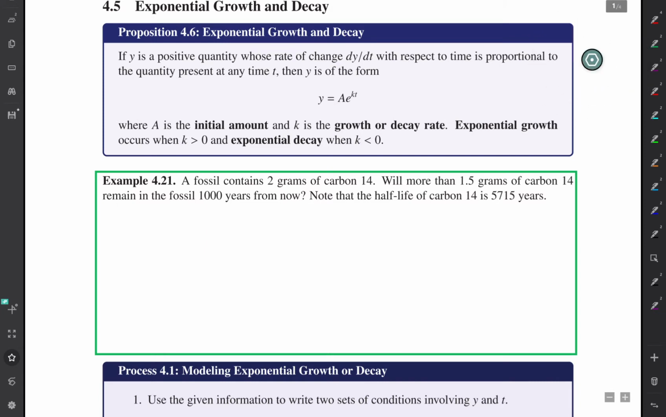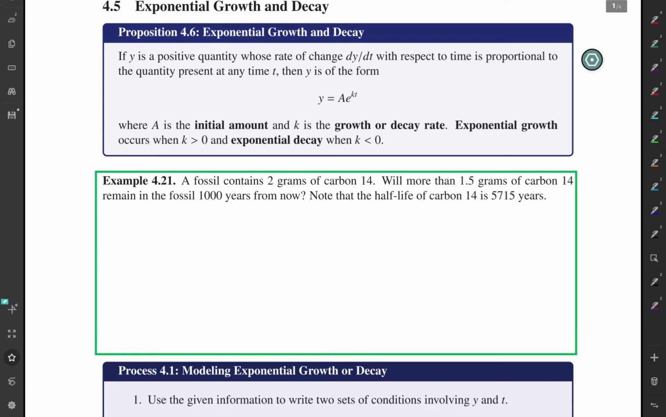Okay, in example 421, we're going to model exponential decay using the equation y equals a e to the kt, where a is the initial amount, k is the decay rate, t is the time in years, and y is the amount present at time t.